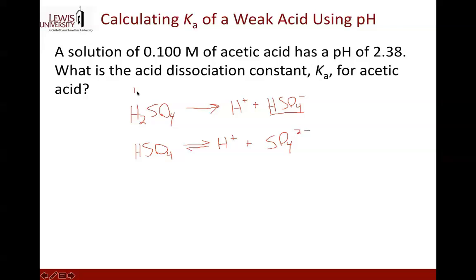Let's say I have a 1.0 molar sulfuric acid solution, right? That's going to completely dissociate to make 1.0 molar hydronium ions and 1.0 molar of HSO4 minus, okay? Now, an interesting effect happens here. When that becomes negatively charged, all of a sudden, this proton feels a stronger attraction, right? So we can say, look, HSO4 minus, this is an acid, right?